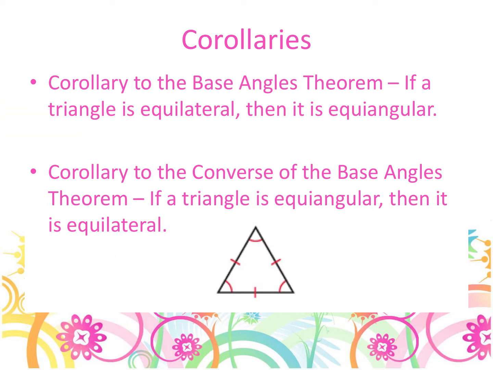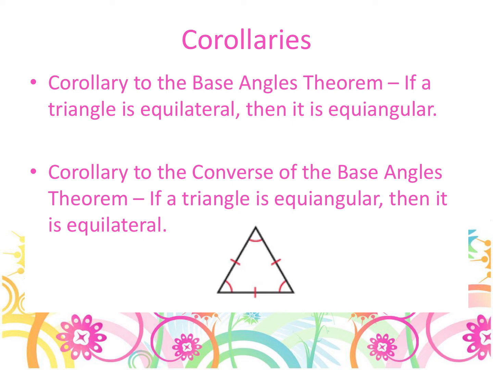The next slide, we have two corollaries. And remember, a corollary is based off of a theorem. So the first one is the corollary to the base angles theorem. And this one just states that if a triangle is equilateral, then it's also equiangular. And then the corollary to the converse of the base angles theorem states that if a triangle is equiangular, then it's also equilateral. So basically, they're saying the same thing, but in reverse order. And these are all based on those two theorems.